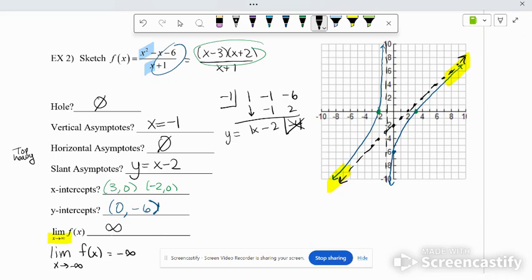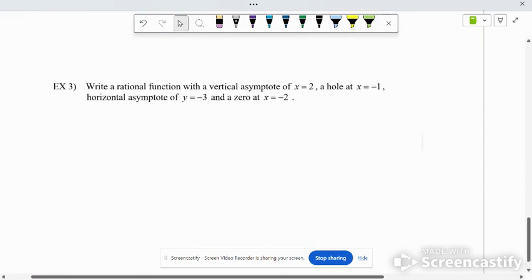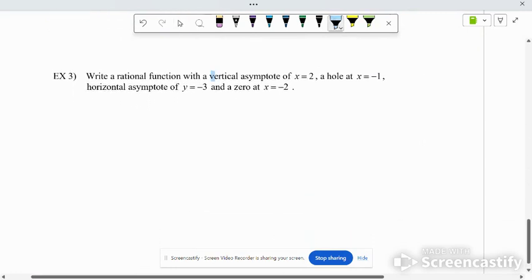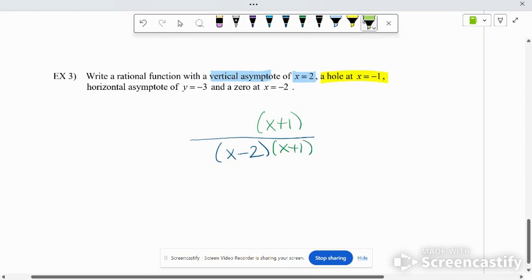So we're going to do one more. We're going to write our own equation. We know it has to have a vertical asymptote of x equals 2, and vertical asymptotes come from the denominator, so it's going to be x minus 2 down there. Holes happen when factors cancel, so we're going to have an x plus 1 in both the numerator and the denominator. The 0 here is going to be when x is -2, so it's going to be a factor of x plus 2.